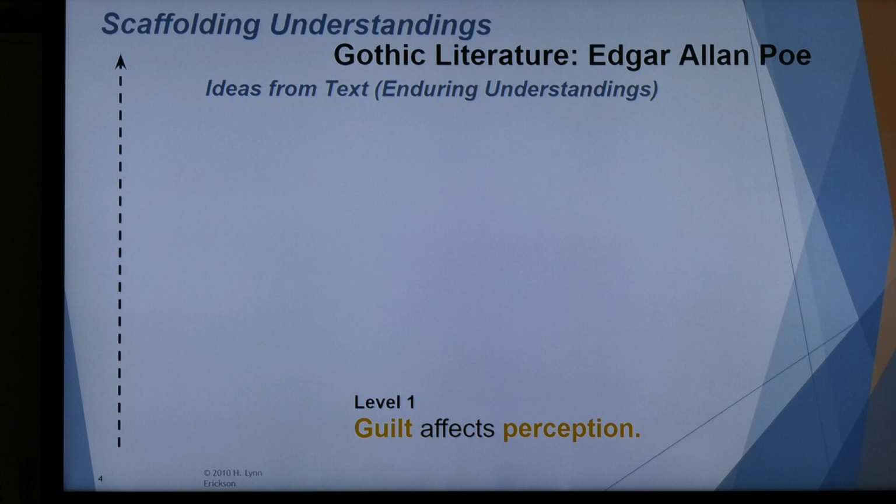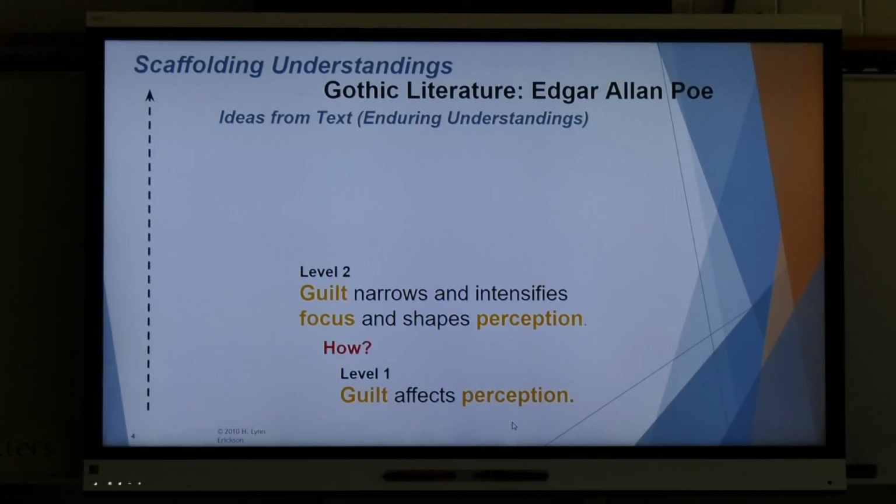I can't tell you the number of times I've written generalizations like this and then go, okay, how do I revise it? That's part of the process. It's not uncommon to start with something like that and then think about, okay, how can I make this better? So in this particular case, how does it affect perception? If you look at this level 2, guilt narrows and intensifies focus and shapes perception. Now we've added concepts, but we've got two verbs. It narrows and intensifies. So we're sort of saying how it does it.